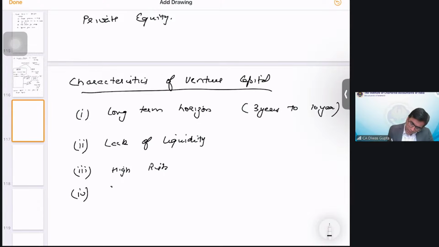Then comes equity participation. So the venture capitalists can invest into the equity, right? And hence equity participation becomes one of the key characteristics of venture capitalists, right?